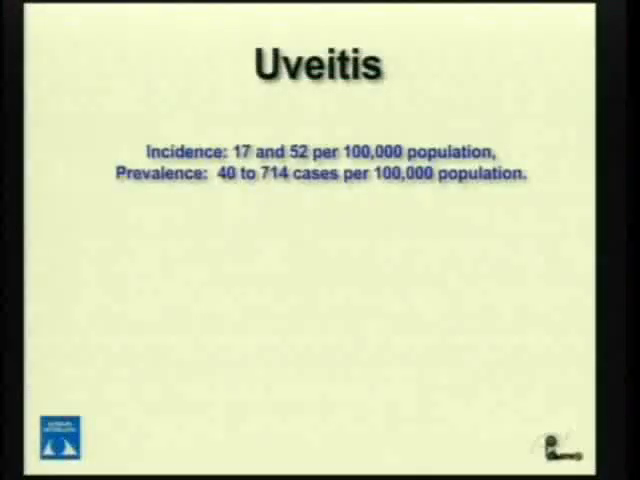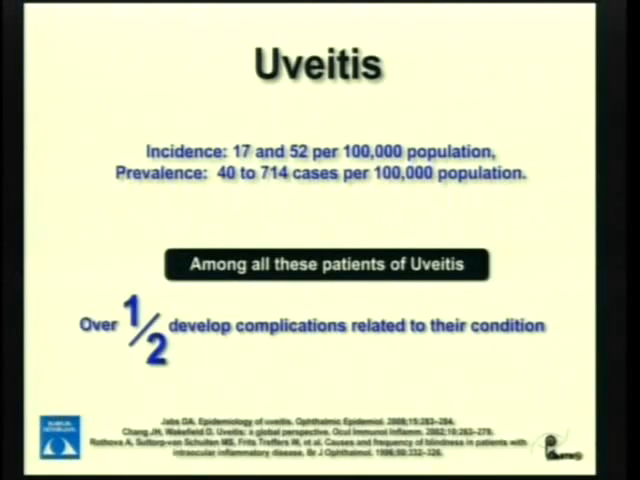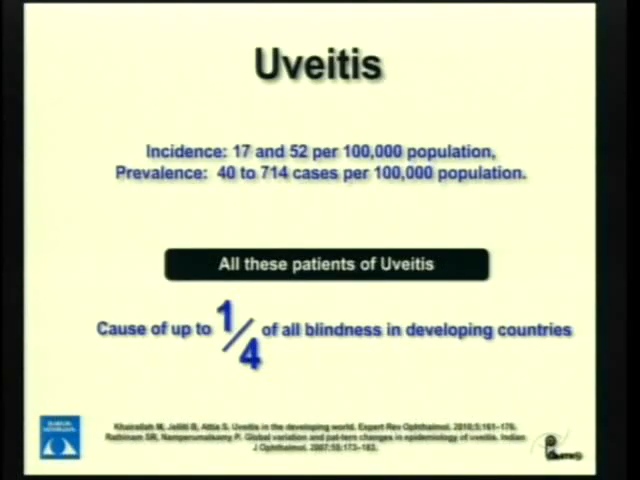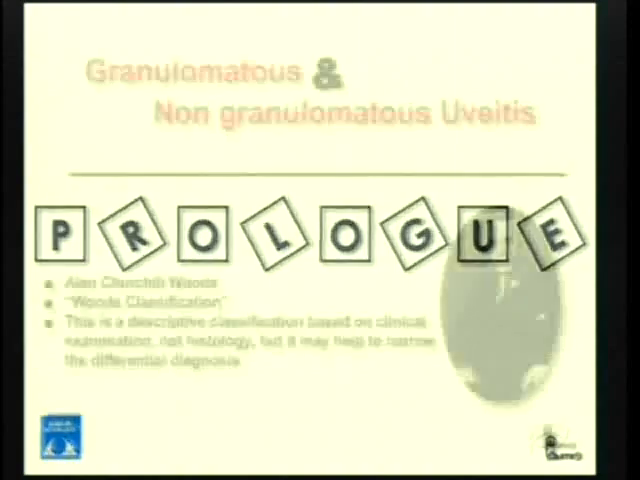Now, based on the various case series, the annual incidence of uveitis is 17 to 52 per lakh population. Among them, over half of these people developed some amount of complication related to this condition. Up to 1/3 suffer visual impairment, and it can cause 1/4 of total blindness in developing countries. So we'll be discussing the various classifications used in uveitis.